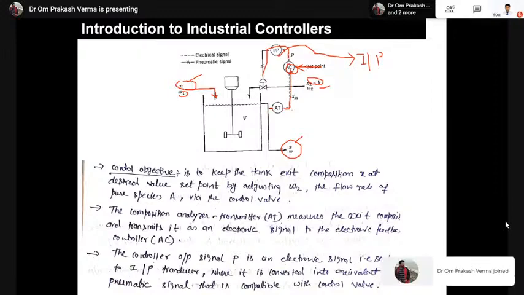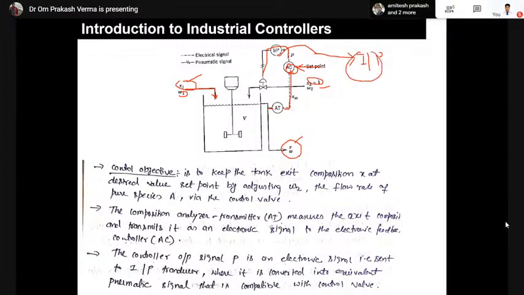Yes, visible. So that is the current to pressure. Basically, this controller is an electronic controller, and it works on the current signal. The sensor is also giving a current signal. However, the valve works on a pneumatic signal. The signal generated by the controller is converted by the current to pressure transmitter.